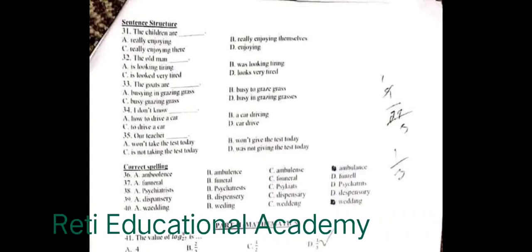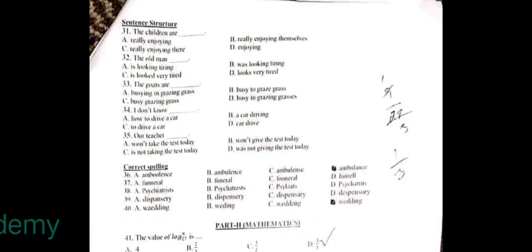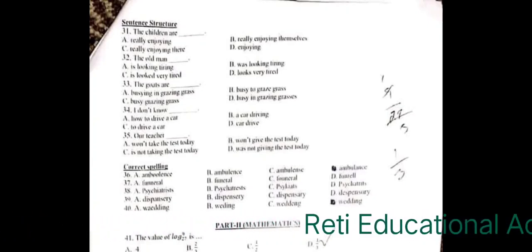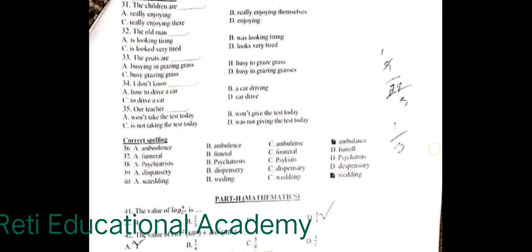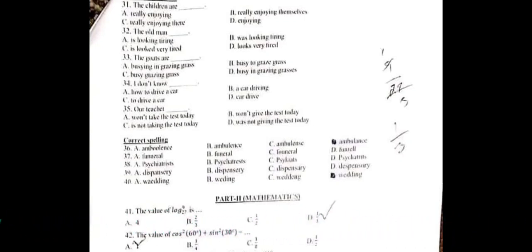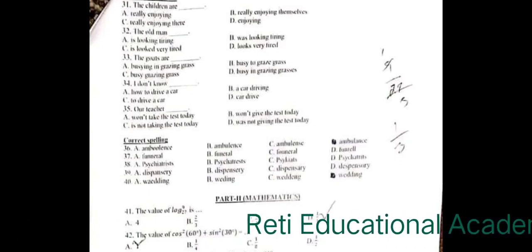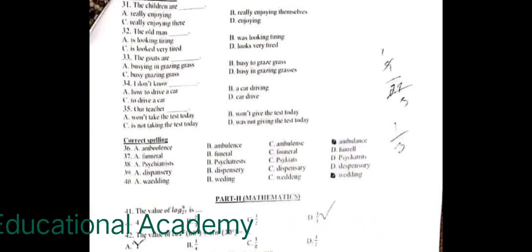Question number 33. The goats are. And the correct option is C. The goats are busy grazing grass. Question number 34. I don't know how to drive a car. A. Car driving. C. To drive a car. D. Car drive. And the correct answer is C. To drive a car. I don't know to drive a car.